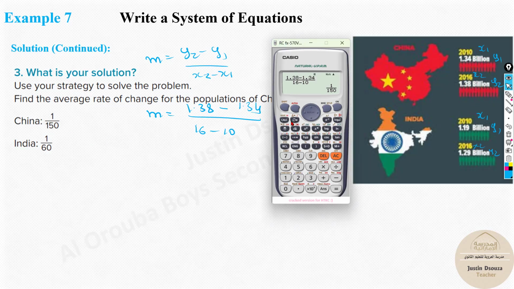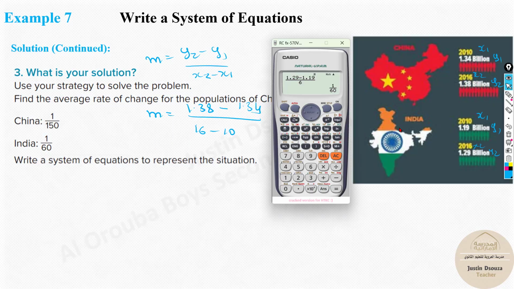Do the same thing for the next one, that is for the population in India. I shouldn't have removed it because the denominator is the same, but anyway, we will write it afresh. 1.29 minus 1.19 divided by 6. The answer is 1 by 60 for India. These are the slopes, the rates of change. Now we write the equation.